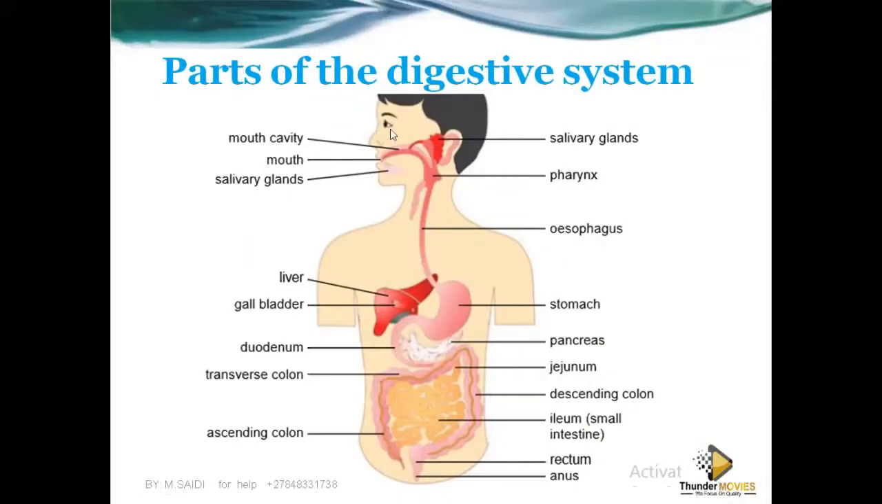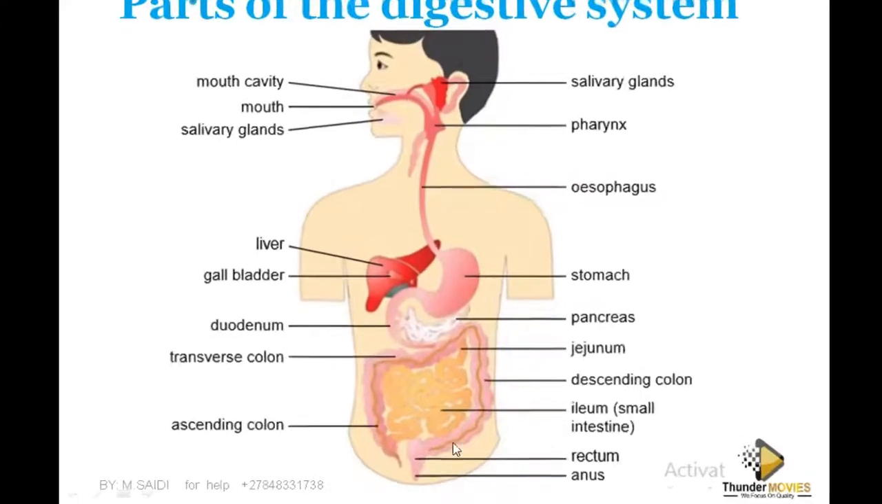The major parts which you need to know are the mouth, the esophagus, which is very important, the stomach, the duodenum, and the pancreas. The pancreas is also an organ which produces some enzymes, the chemicals. And then the colon, the big one. If you look at this one there, we call it the large intestine.